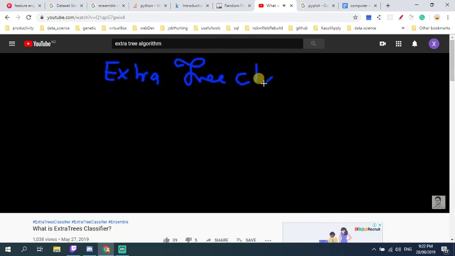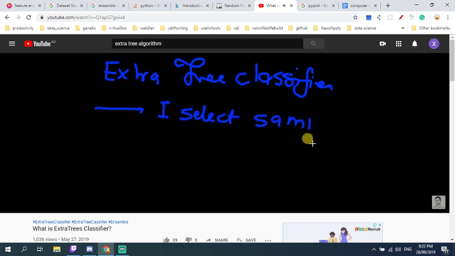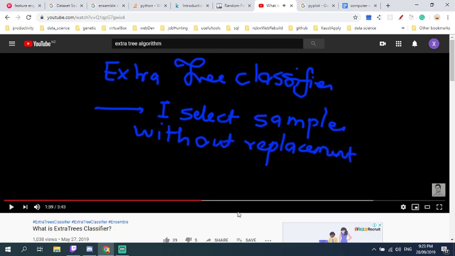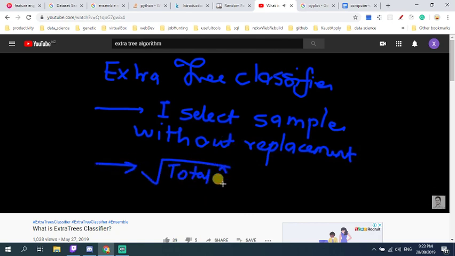Now, how is an extra tree classifier different? The very first difference of an extra tree classifier lies in how we select samples. In extra tree classifier, we will be selecting samples for every decision tree without replacement. So all the samples would be unique in nature. The total number of features selected still remain the same. That is square root of the total number of features if you're using a classification task.